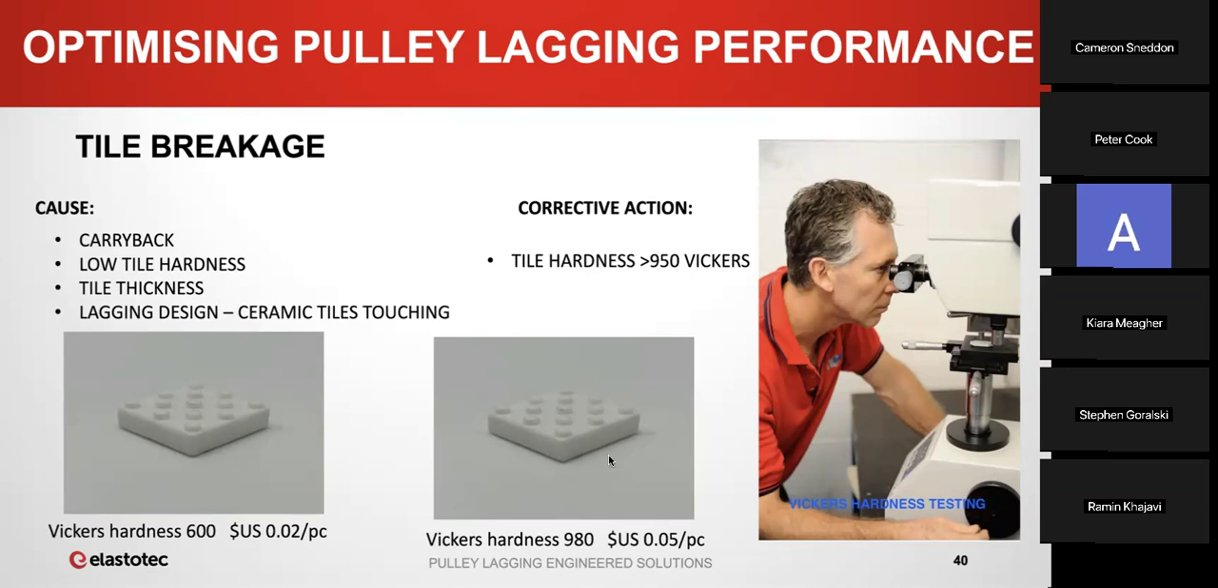The tile on the right, same size tile. If you were to hold these two tiles in your hand, you would not be able to visually tell the difference. It has a Vickers hardness of 980, but it'll cost you 5 cents. So 2.5 times. And you can't get away from this. This is just the reality. People that want to make low-cost ceramic lagging will more than likely be buying low-cost tiles because they're buying a cheaper tile.